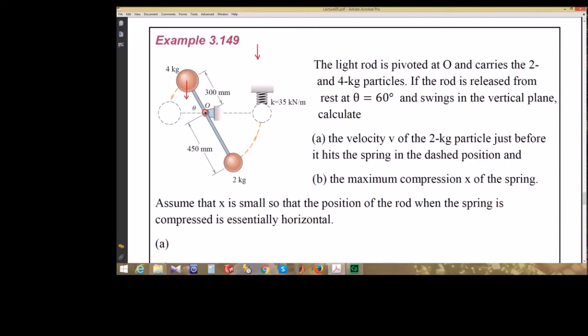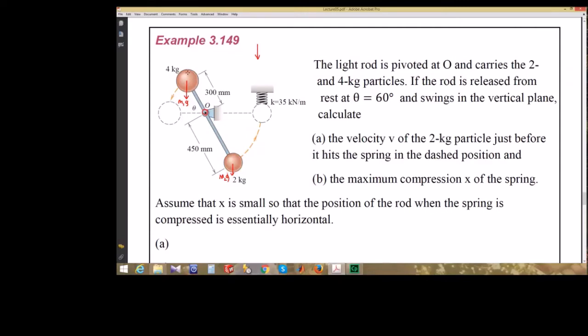And this is 4 times the gravitational acceleration, or let's call it m1 times g. And then there's another force here, and it's in the downward direction again. And this is m2 times g, and m2 is 2 kilograms. Until it gets to the spring point, which is the horizontal condition for this beam, there is no other force acting on the system.